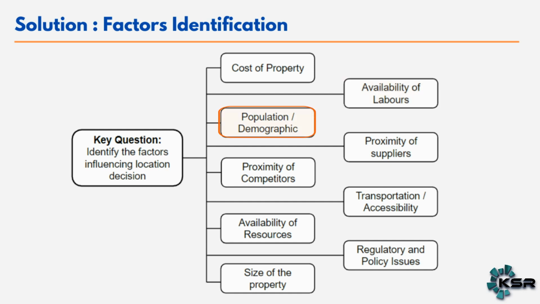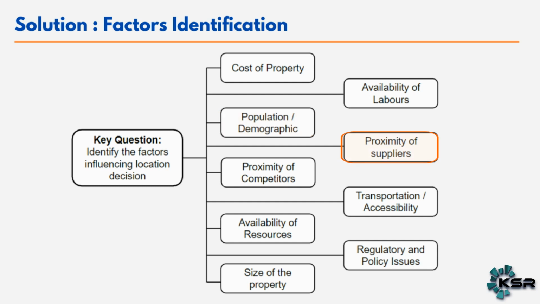The third variable will be demographics or the population distribution. What type of population or people reside in the location? That basically helps in identifying the demand for your store. So in our case, we will be finalizing the location where more family customers and more couples are staying.